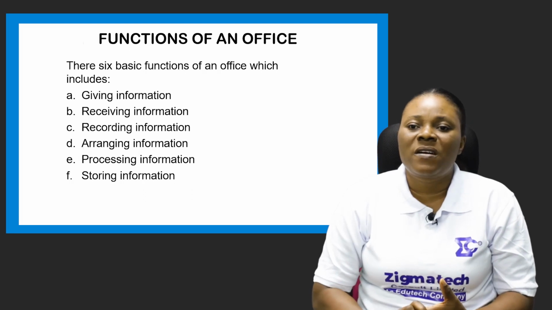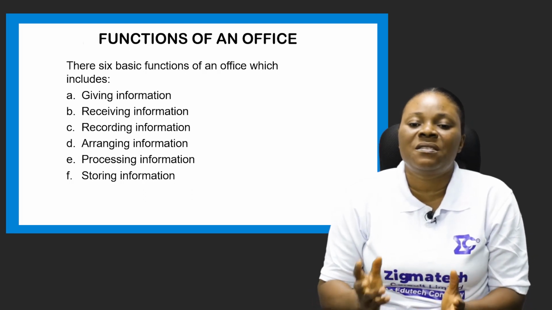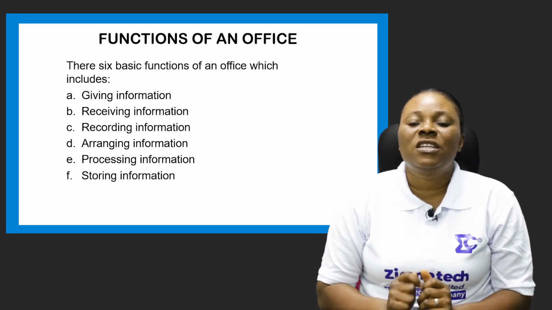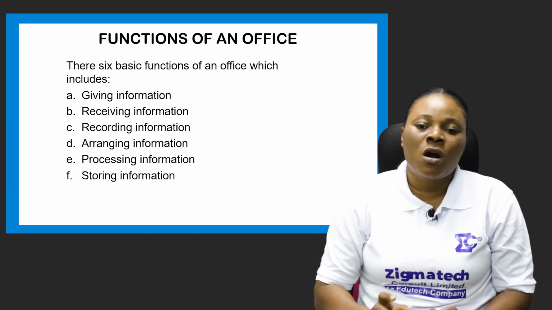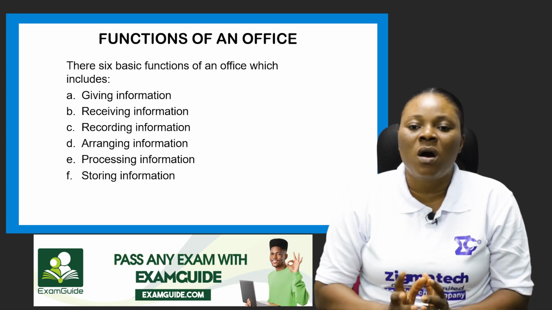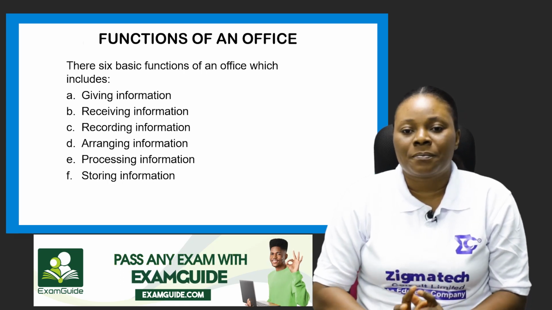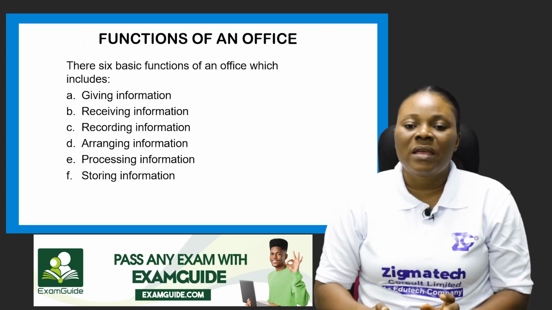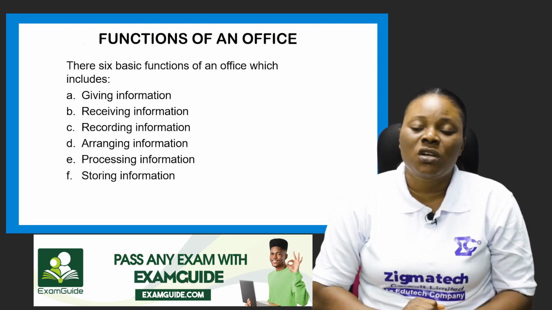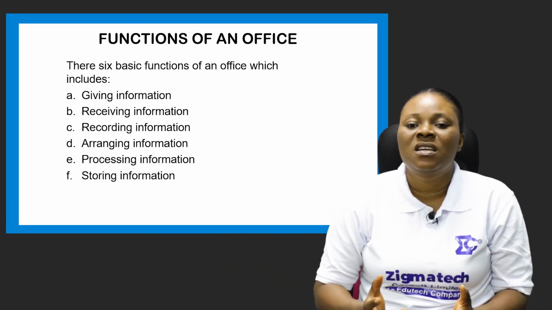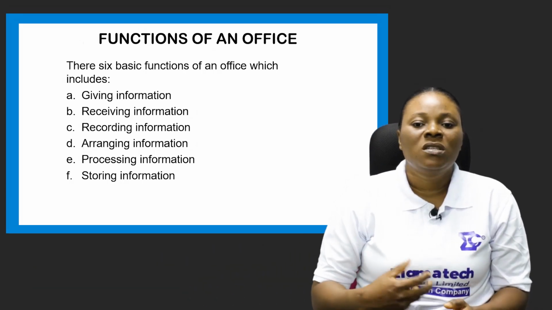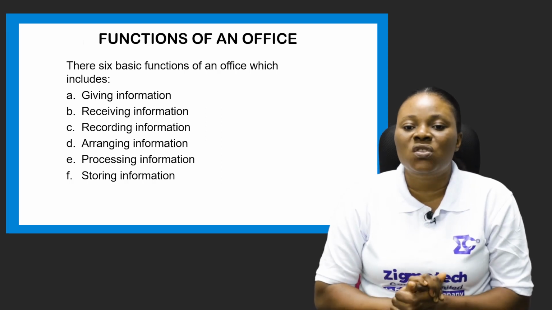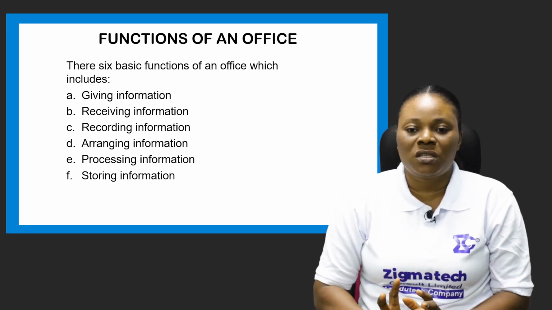Another basic function of an office is processing information. Any information received from you, they don't just receive it or record it, they also work based on what you have given to them. They act based on what you have given to them. So they work out any information that needs processing. They don't just receive from you, they also do what? They process it.